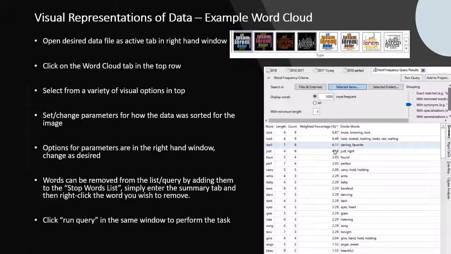So what you're going to do is open your desired data file as an active tab in the right-hand window, click on word cloud in the top row, select from the variety of visual options that you get. You're going to set and change your parameters, how the data was sorted. The options are in the right-hand window, and then we'll talk about in the next slide how words can be removed from the list by adding them to the stop words list. And then you can click Run Query to change the ways that you have it represented.